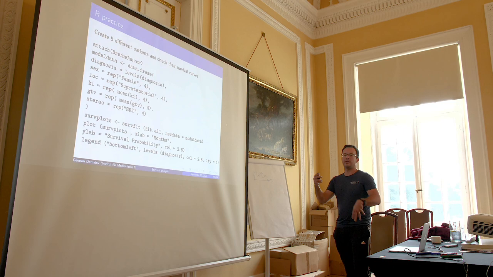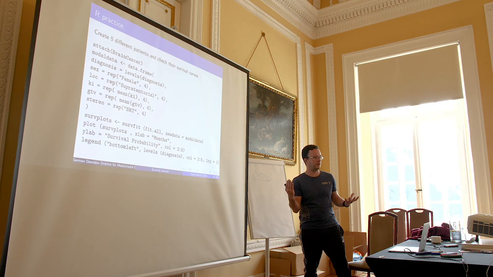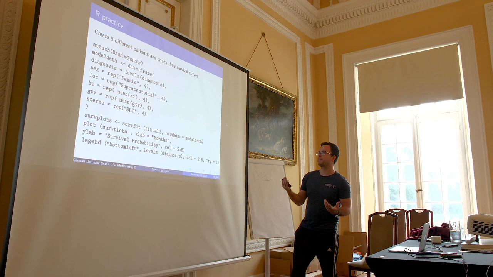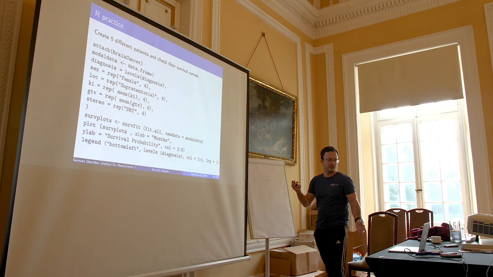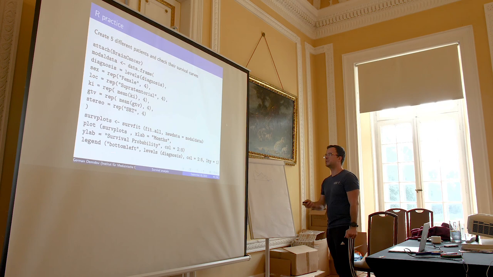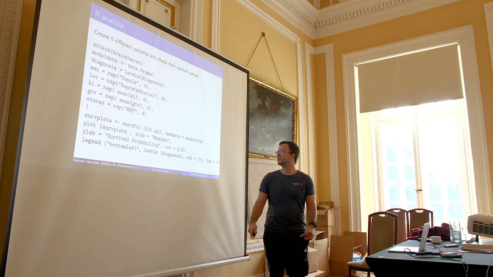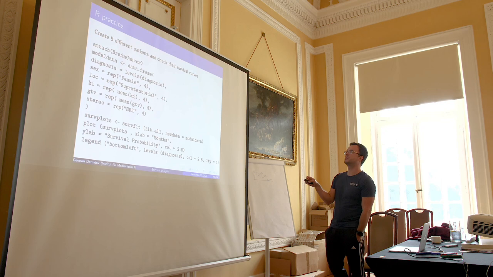So create one patient, or two or three. Imagine it's a real patient that comes to you, and fill in the data. Imagine the patient, and check the survival function, which will be plotted by this command. You can copy and paste this, of course, but simply change this new data set.